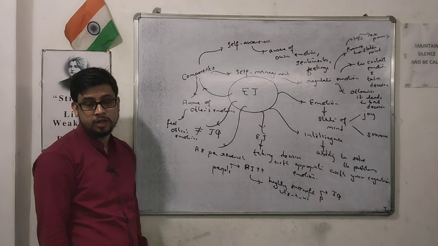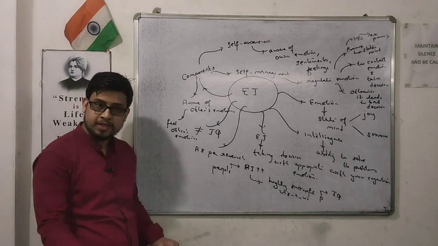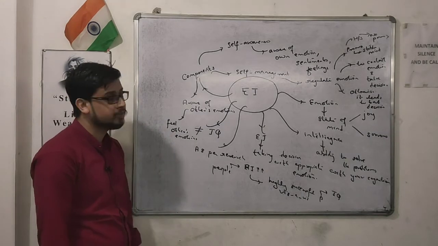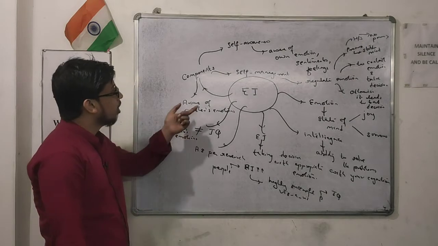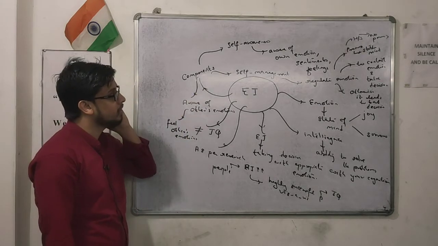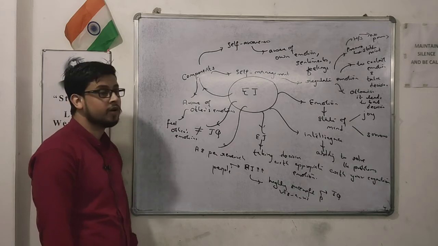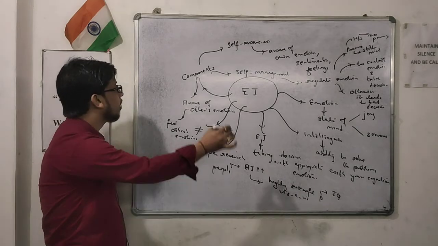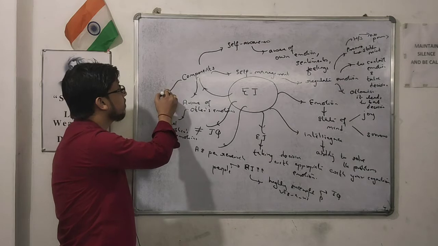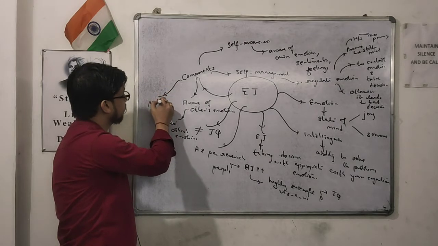Correct. Empathy, I will tell you. Empathy is one of the components of your emotional intelligence. So first one is your self-awareness. Second one is your self-management. Third one is being aware of others' emotions too. And fourth one is your motivation. Motivation.